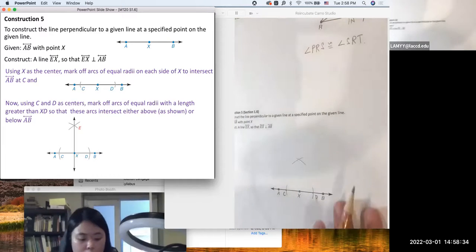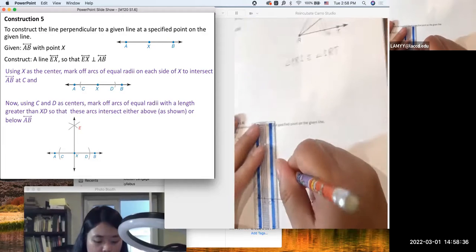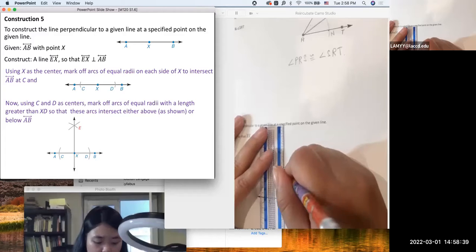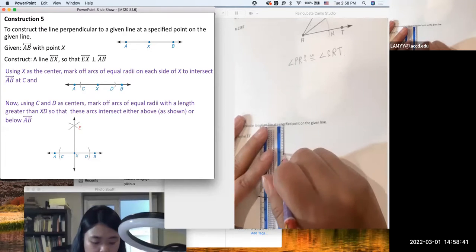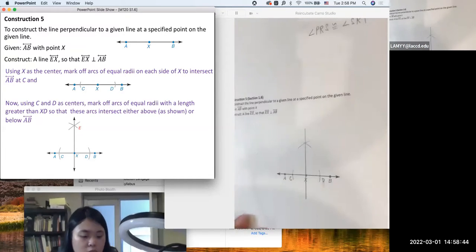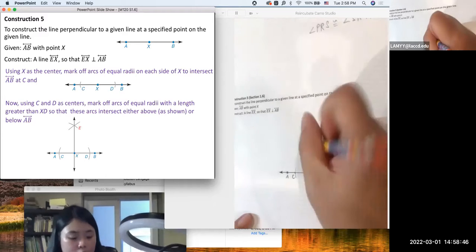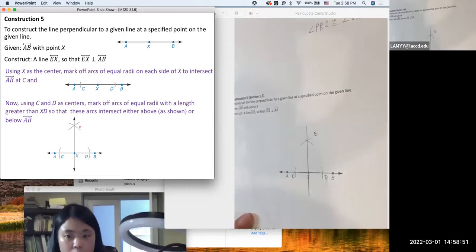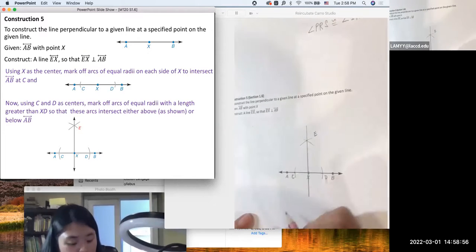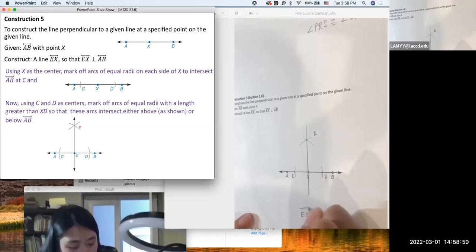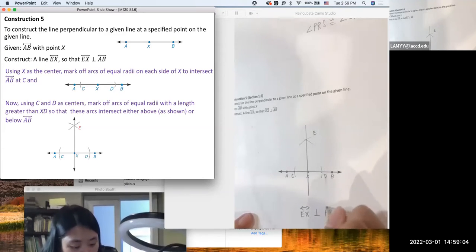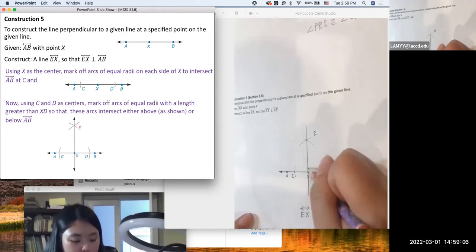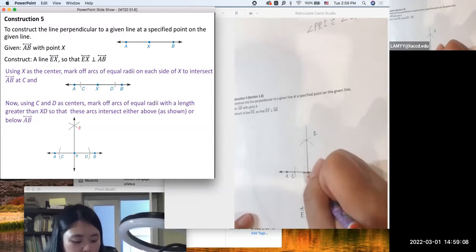Okay, now I'm gonna draw this intersection point with the X. I don't have a good picture here. Like this. And then this point, we call this E. Okay, and then we say the line EX is perpendicular to the line AB. When they say perpendicular, it means this is gonna be the right angle, the 90 degree.